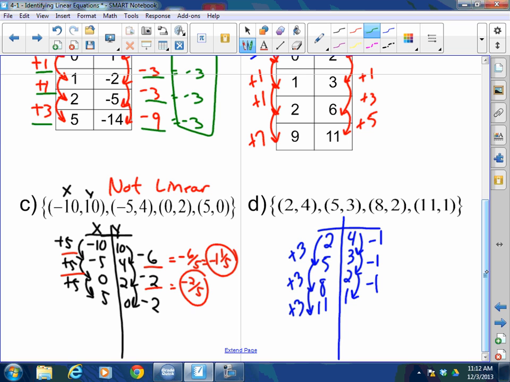All of our y over x ratios must be constant for this to be linear. What's negative 1 divided by 3? Negative 1/3. Good. Negative 1/3 again. Are the changes constant? So this is linear.